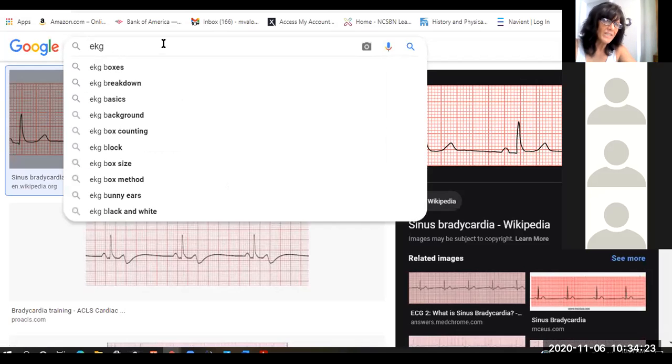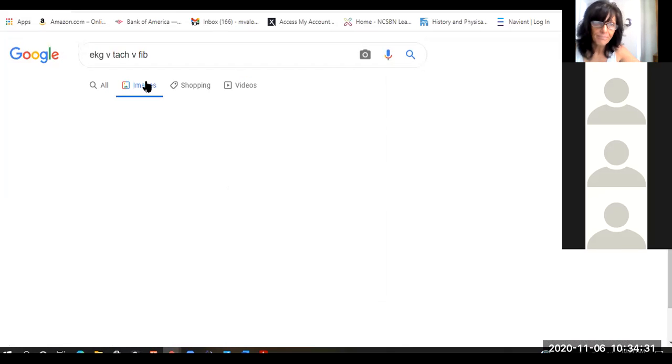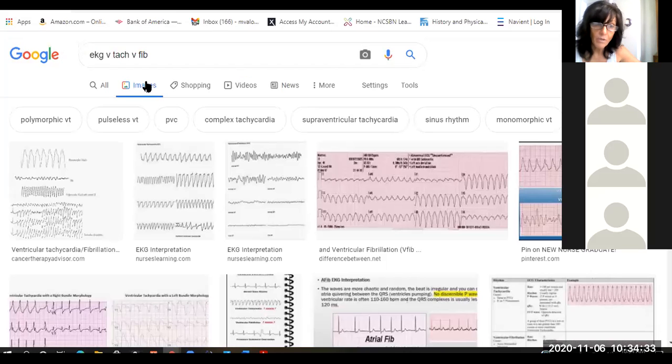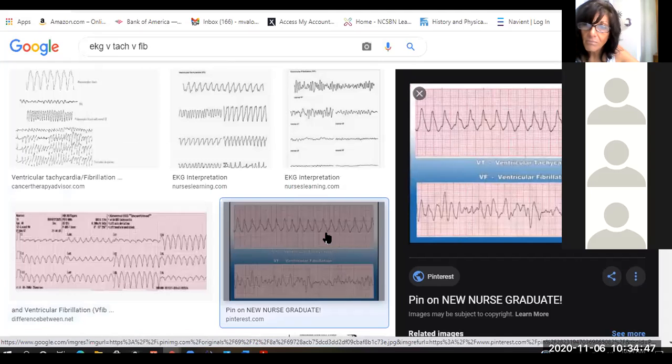Now, when we talk about dysrhythmias, right? These are the ones that you should be able to identify. So I'm going to put in VTach and VFib. Here we go. So ventricular tachycardia and ventricular fibrillation.